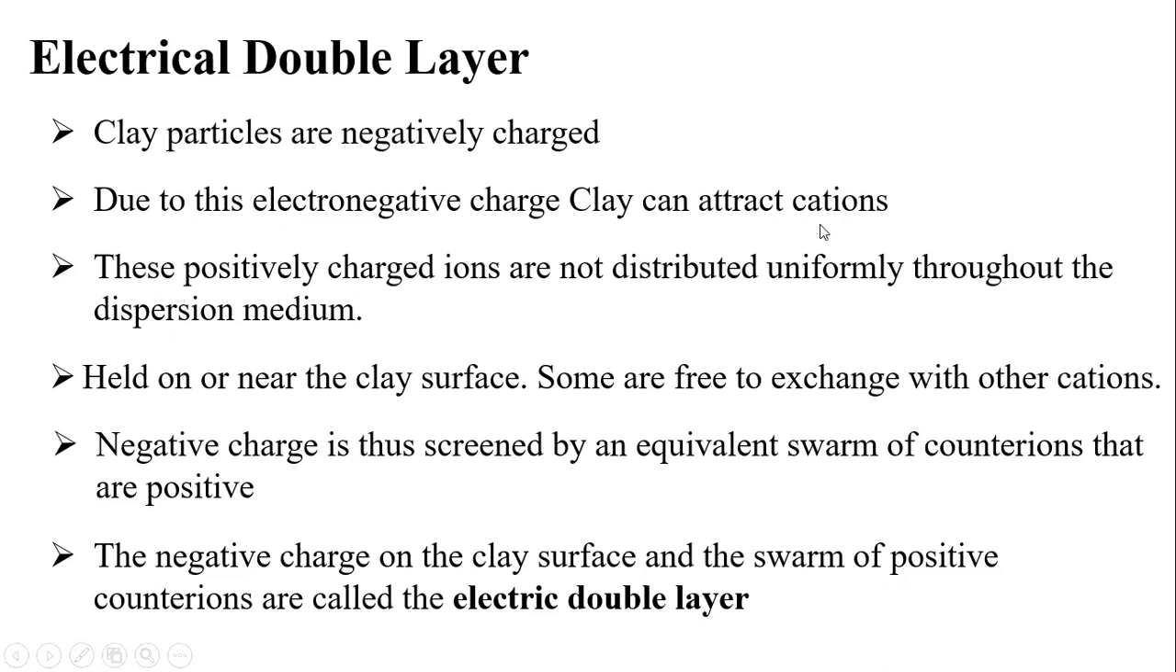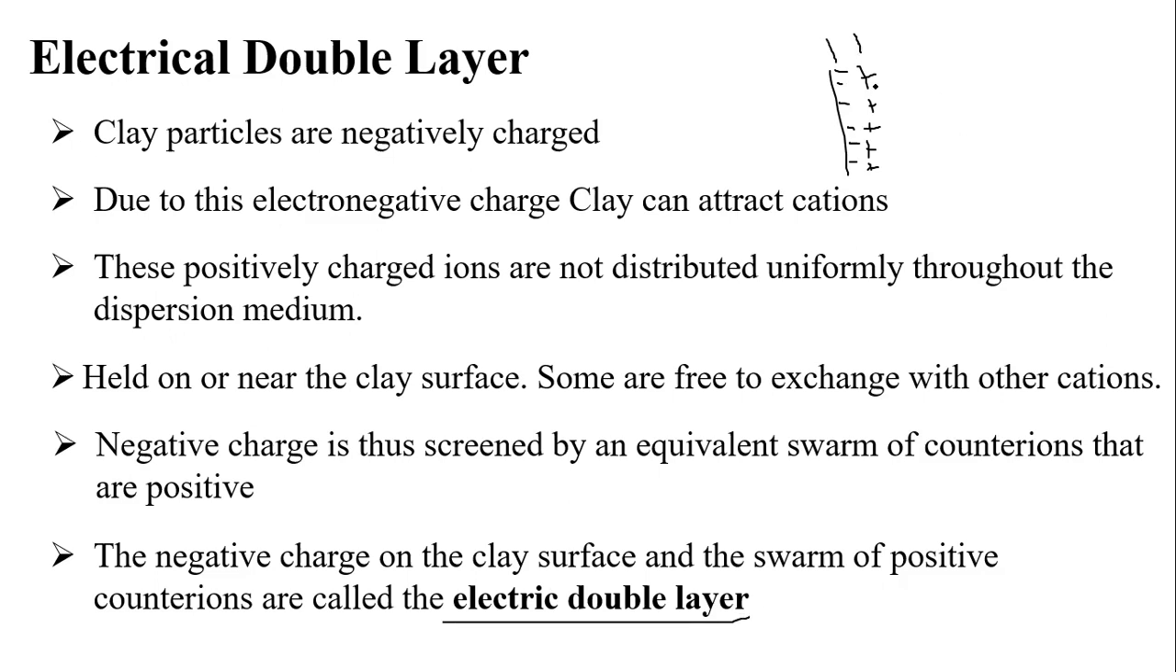So that's why the cations can be attracted by the clay particles, because clay itself is a negatively charged one. Generally, if you think this is a clay, it is a negatively charged one. As it is negatively charged, definitely some positively charged particles will be attracted. So based on this theory, we get two layers. One is our negative layer, one is our positive layer. So this is called the electric double layer.